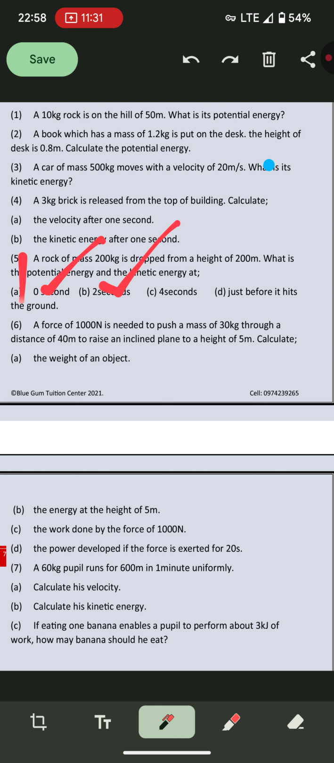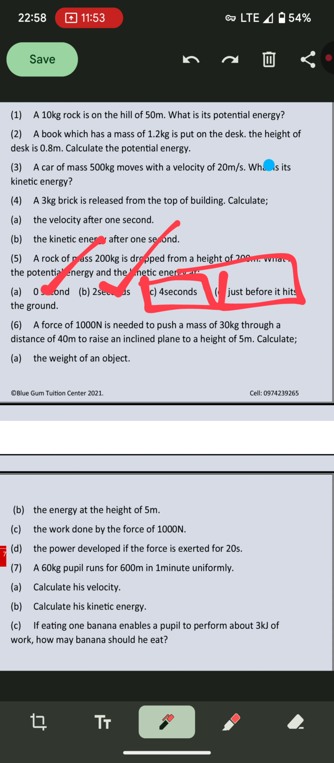So the potential energy was 400,000 joules. That is the total energy. So now at 2 seconds, you find the kinetic energy, then you subtract that kinetic energy from the total energy. What you remain with is the potential energy. Here, you do the same. Just before it hits the ground, potential energy is always 0. You don't have to calculate. Potential energy is always 0.